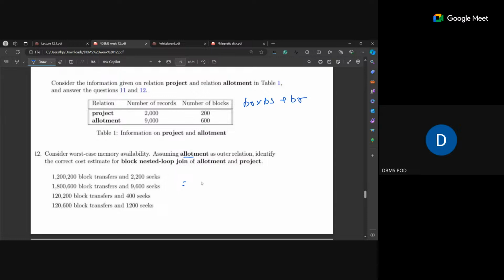So 600 into 200, right? Yes, 200 plus 600. It will be 120600 block transfers, and the number of seeks will be twice BR, twice into BR. It will be 2 into 600. Okay, that's the last one.